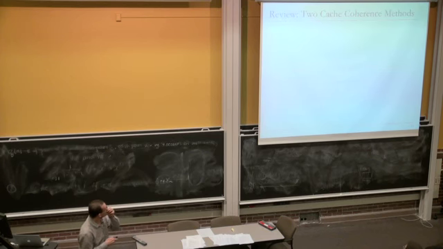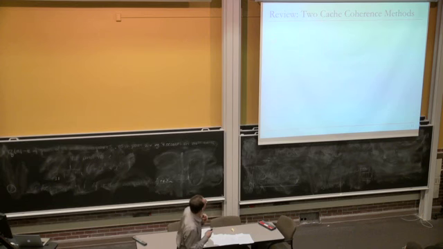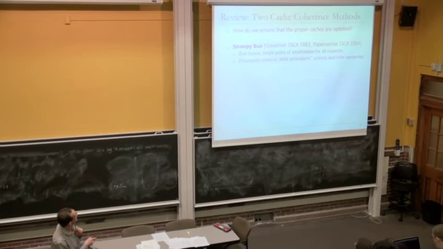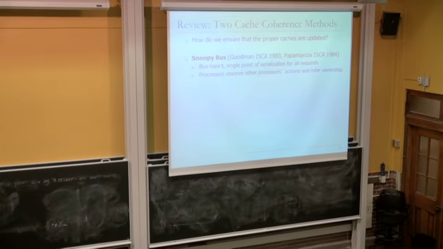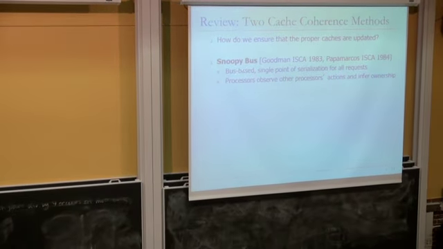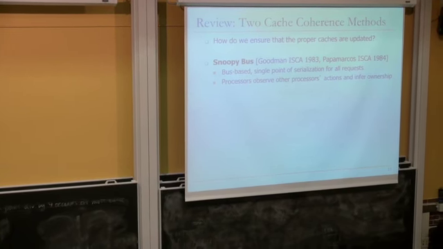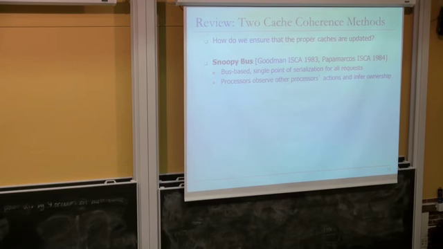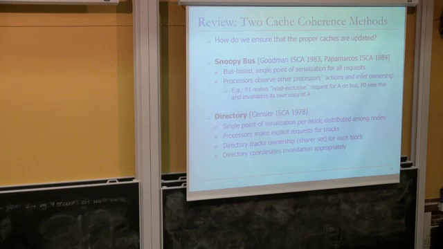OK. A little bit more on cache coherence because I rushed toward the end. I would like to go over this in a little bit more detail, the protocol trade-offs. There are two basic cache coherent methods. One is the Snoopy bus or Snoopy cache. It's essentially a bus-based protocol. It has a single point of serialization for all requests. And caches basically observe what's happening in the bus and act accordingly. Right? And we'll get back to that.